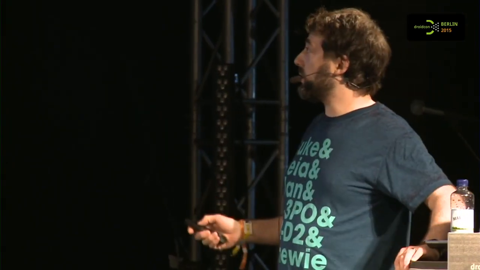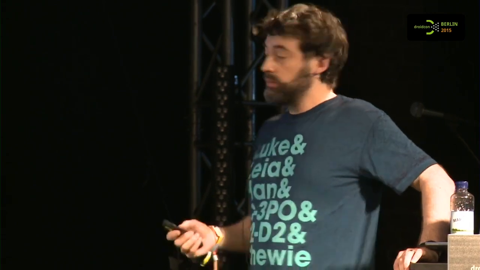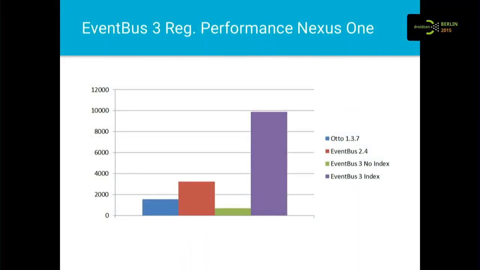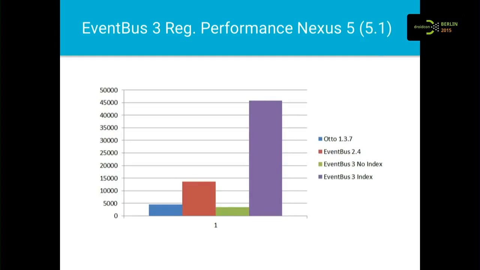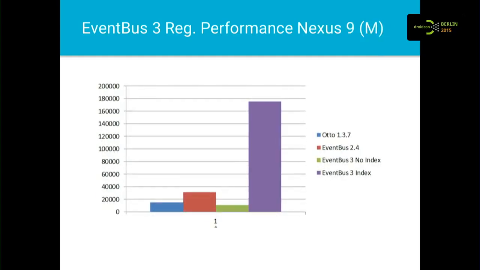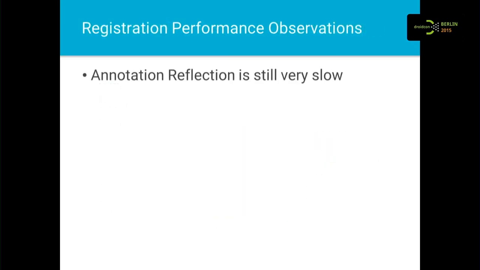Oh yeah, by the way, this is an old Nexus 1 running Android 2.3. And even if those values are very, very low, it's perfectly fine to use EventBus 3 for older devices. This shows the same for Nexus 5, which is about the same, and Nexus 9 is also about the same. But go to the next slide because it will still explain stuff.